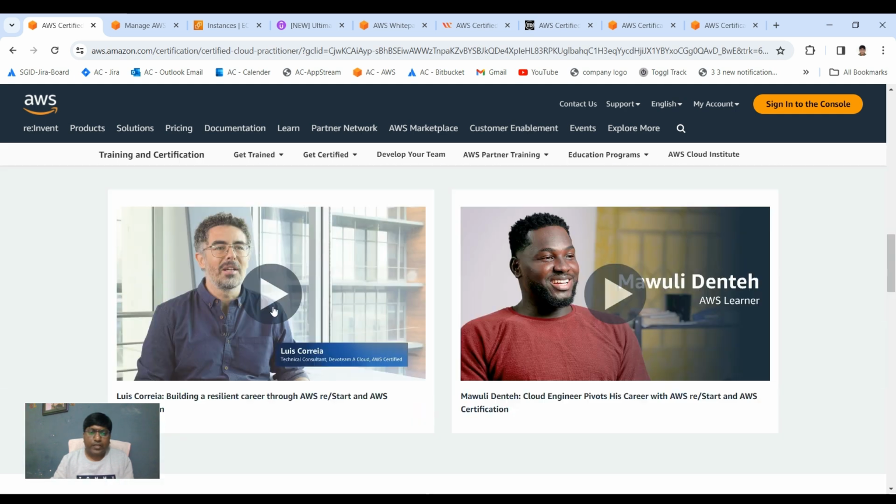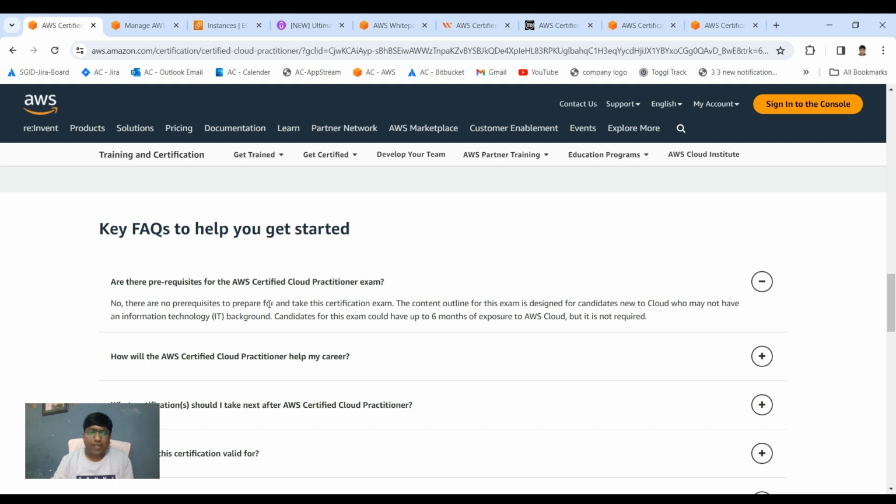Who is able to take this exam? Many people ask who can take this exam. This exam doesn't need any specific eligibility. You can have an IT background or no IT background, that is also fine. If you have 6 months of exposure to AWS Cloud, that would be better, but it is not required. If you have some basic idea about AWS and some services, you are able to take this exam.